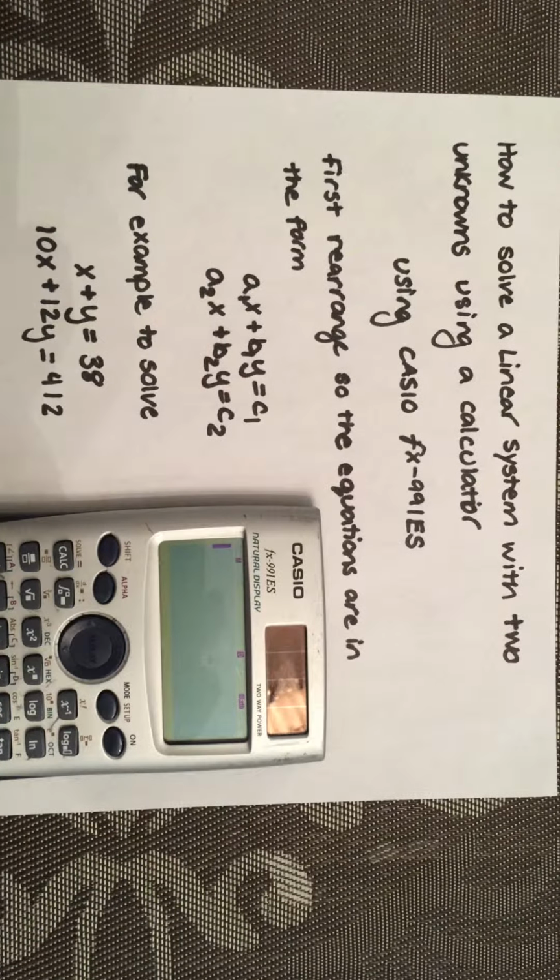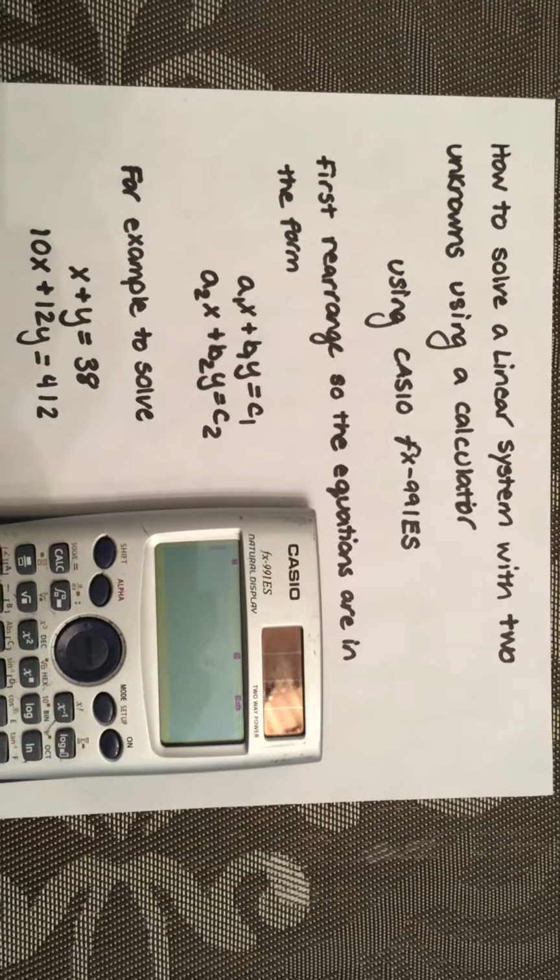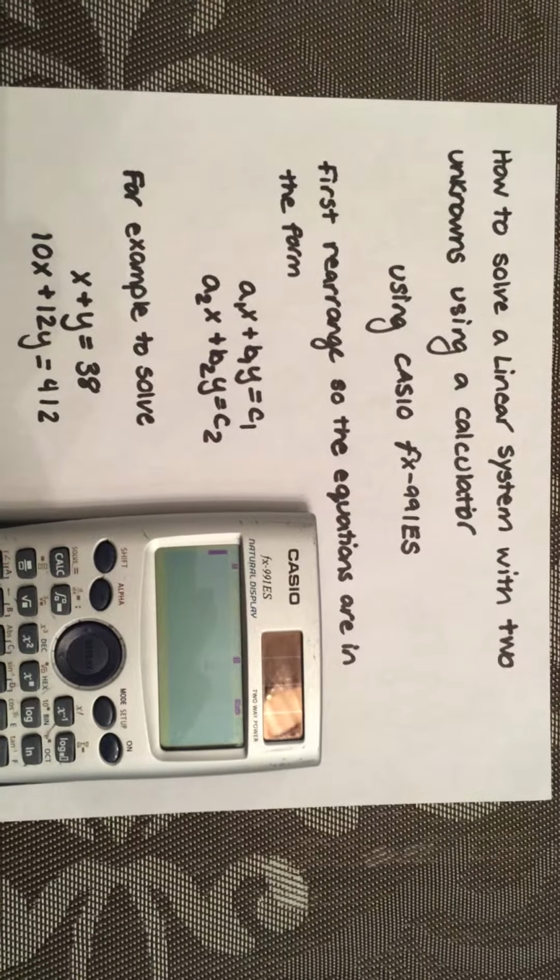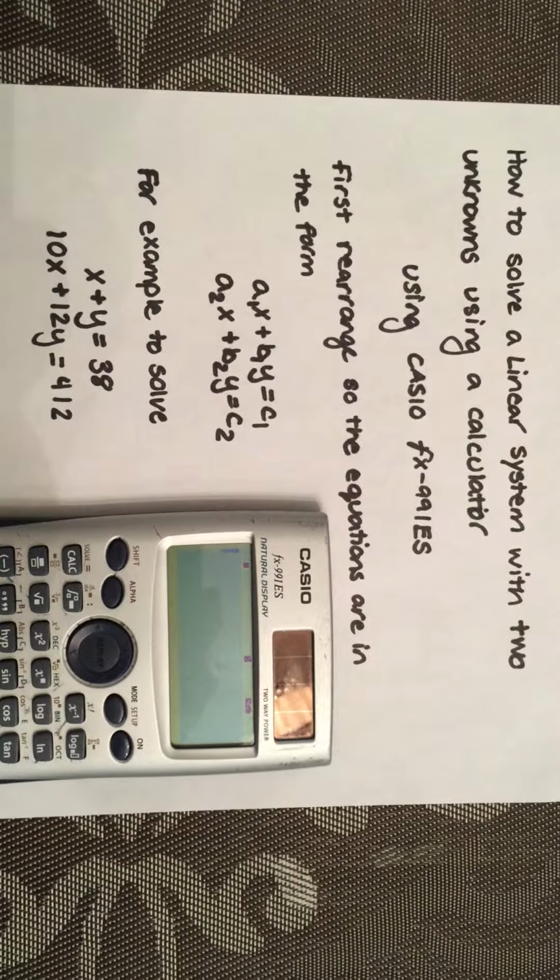How to solve a linear system with two unknowns using a calculator. Using Casio fx-991ES.